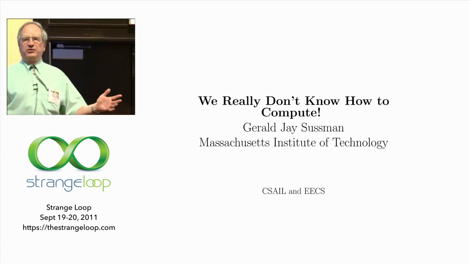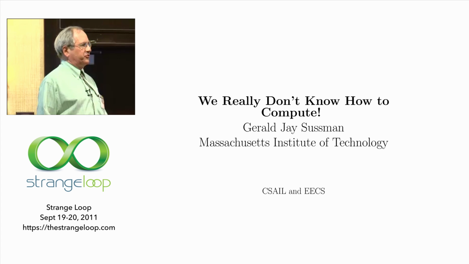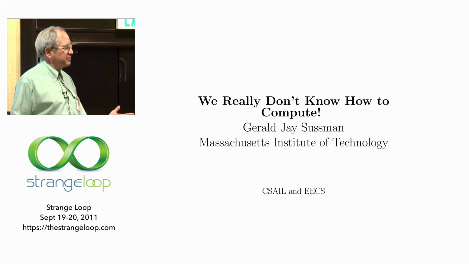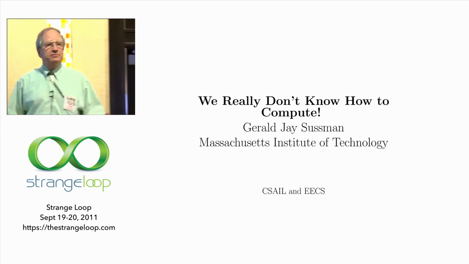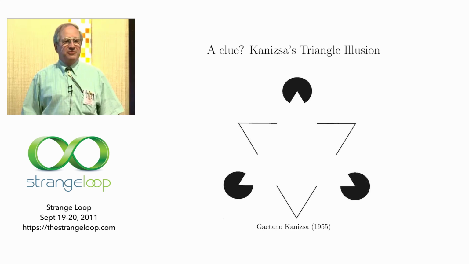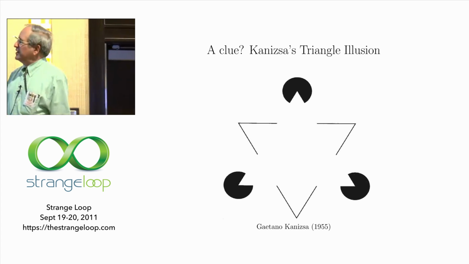What I said to somebody after the Haskell session I went to, there was a workshop yesterday, is, gee, this is the most advanced of the obsolete languages. And what I mean is this. See that? You now see the triangle that isn't there. Everybody see the triangle that isn't there? Good.